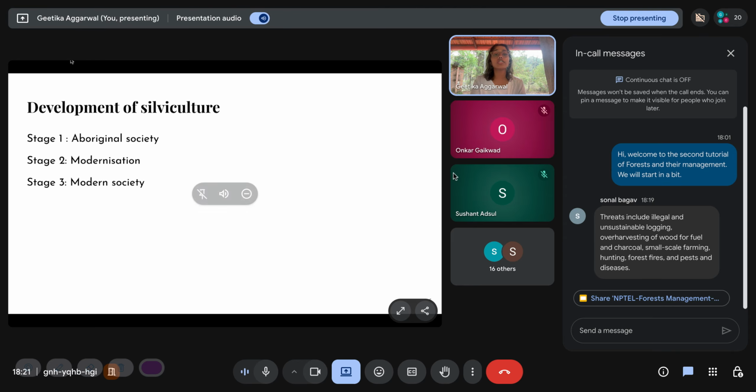Okay, so next we come to the development of silviculture. How has silviculture developed over the history, or what is the history of silviculture? How has silviculture developed over the ages? First of all, we start with the Aboriginal society, then we go to modernization, and then we go to a modern society. And this silvicultural history can also go into a cyclical manner.